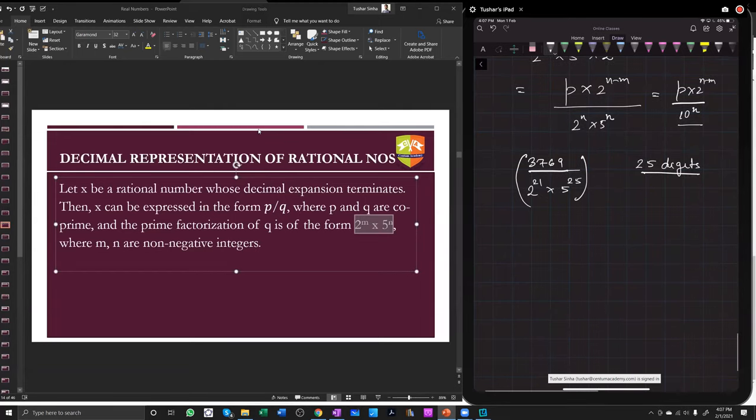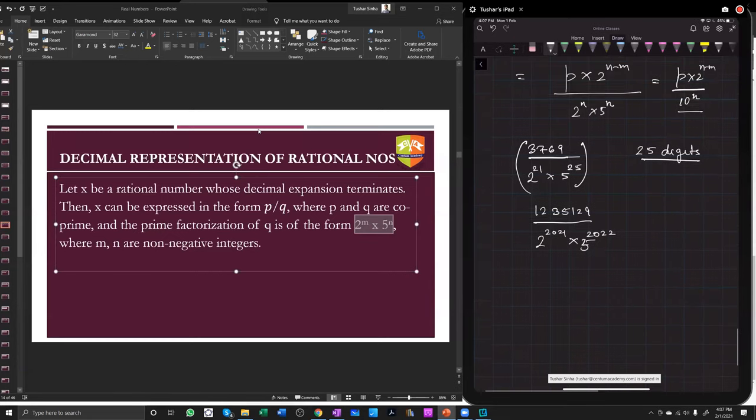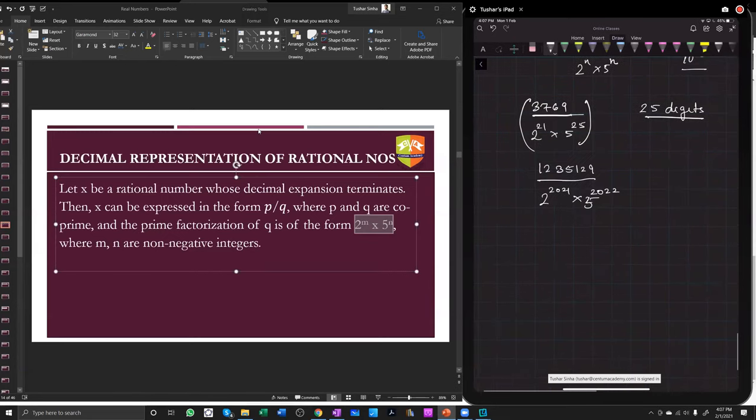Similarly, there will be one-mark questions like this. They will give you an expression and ask for the number of digits after the decimal. So take 123529 divided by 2 to the power 21 into 5 to the power 22. How many will be there? Many people will get confused and think, oh my God, such a big number, how do I find out, it is difficult. But the answer is simply 22. Simple. Okay, good.